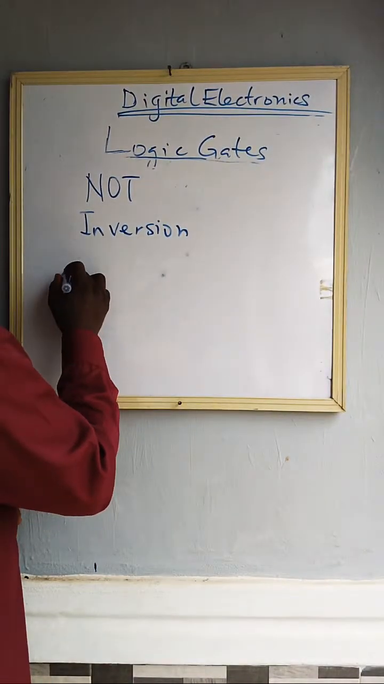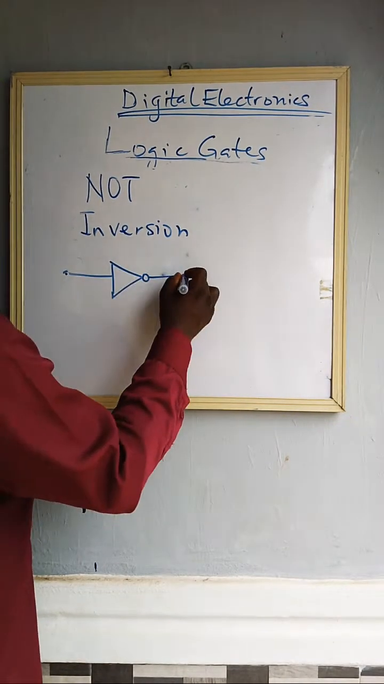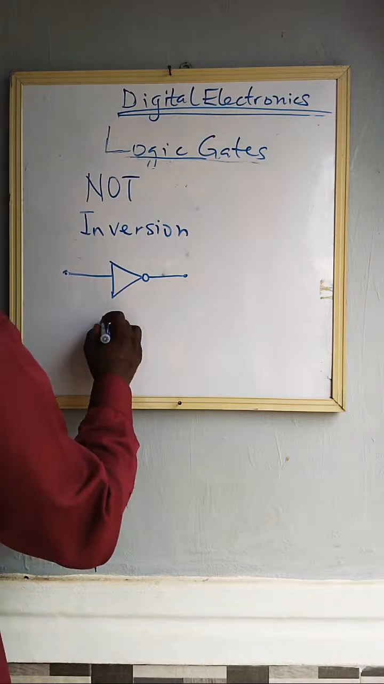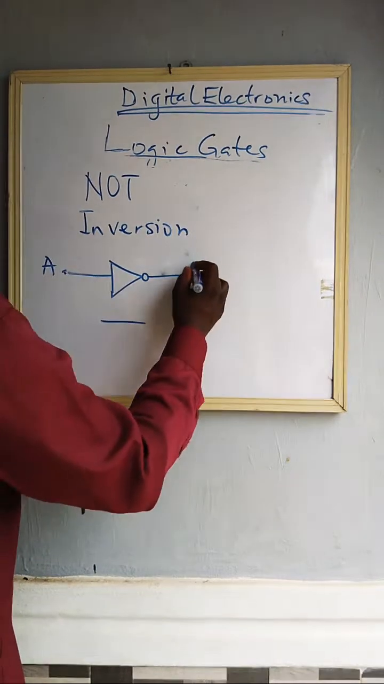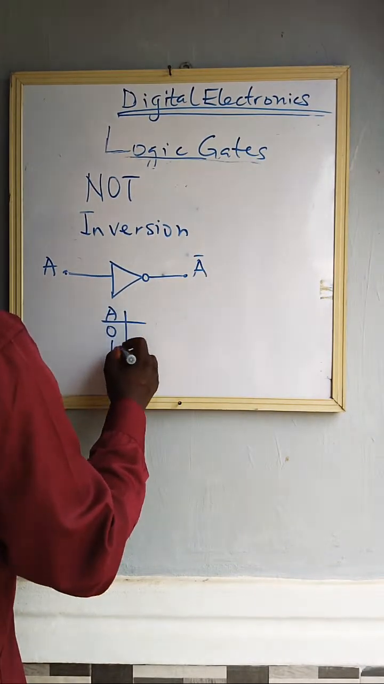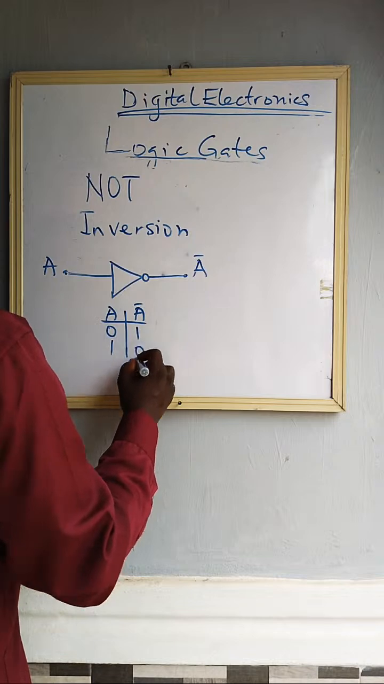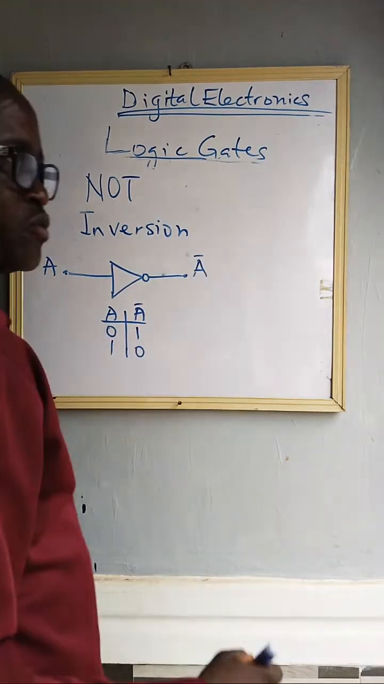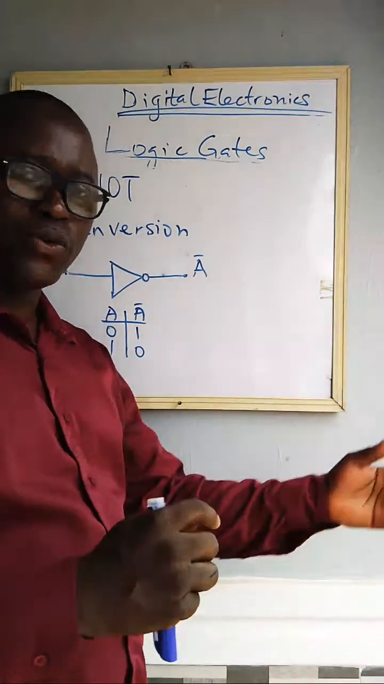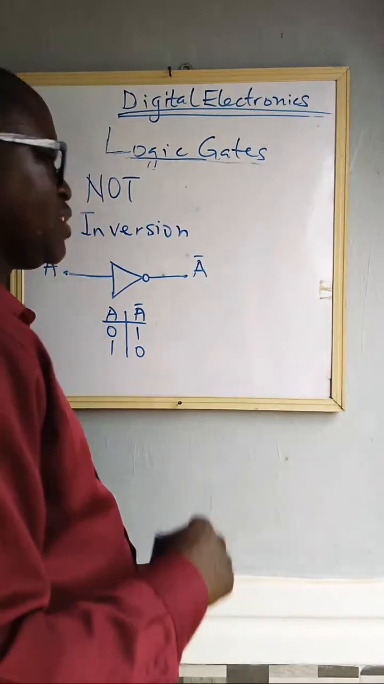And this is the symbol. You can see the bubble at the output. That is the NOT gate. And the truth table is simple. If you have A here, what you're going to get here is A bar. That's the output. A is either 0 or 1, then we're going to have output as A bar, 1 or 0. The bar on top of the A indicates inversion. That is, when A is 0, A bar will be 1. When A is 1, A bar will be 0.